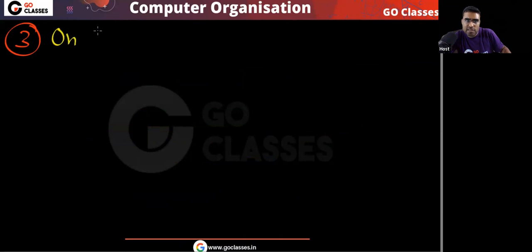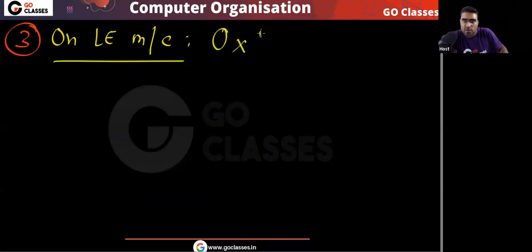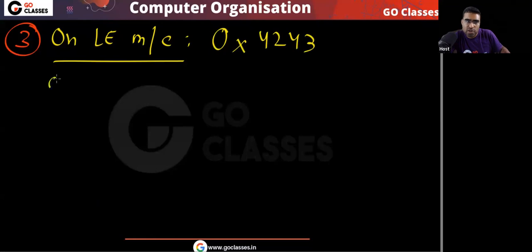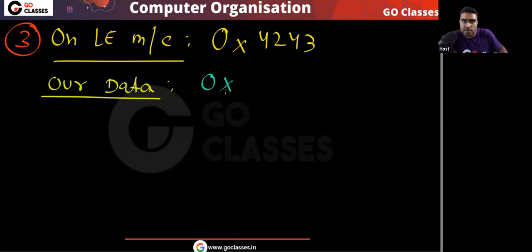On the little Endian machine, how does your data look? On the little Endian machine, your data looks like 4243, right? Remember, on the little Endian machine, this is how your data looks. So what is your data? Your data is actually 4342.